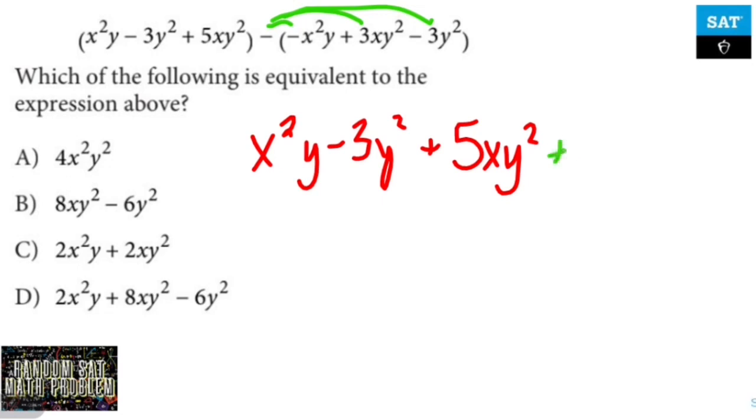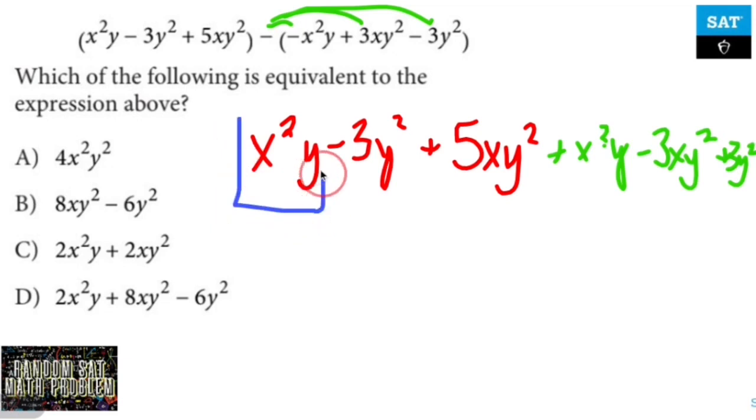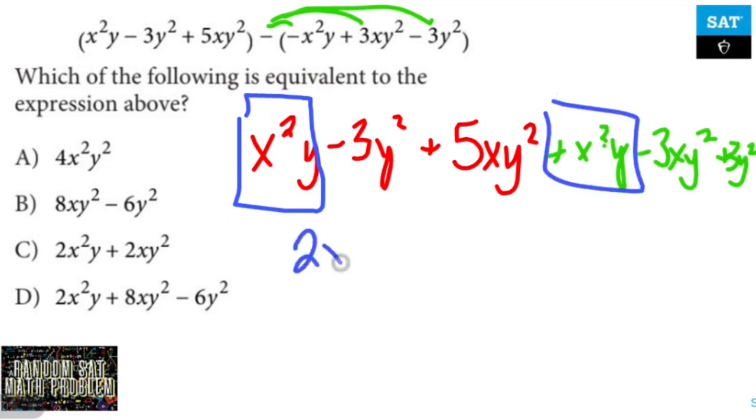So this becomes plus x squared y minus 3xy squared. Let's see if I have enough space. Plus 3y squared. Ooh, that was a close one. Now we combine like terms, because I'm assuming that's what's going to happen. Is there anything like x squared y? Yep, there's another x squared y, so that gives us 2 x squared y's.